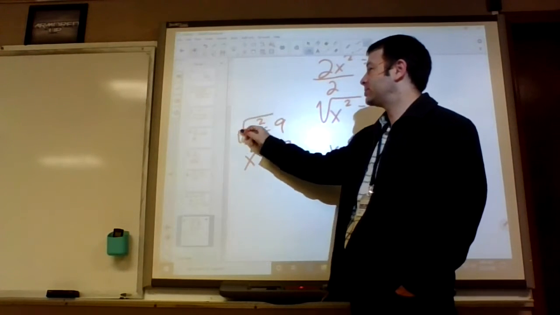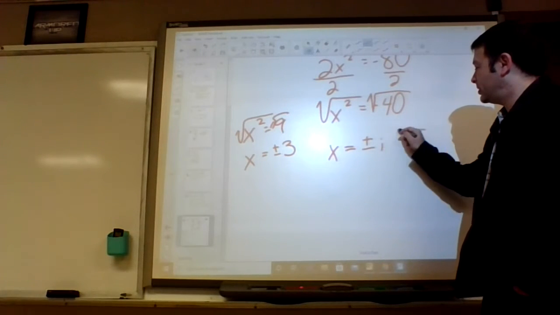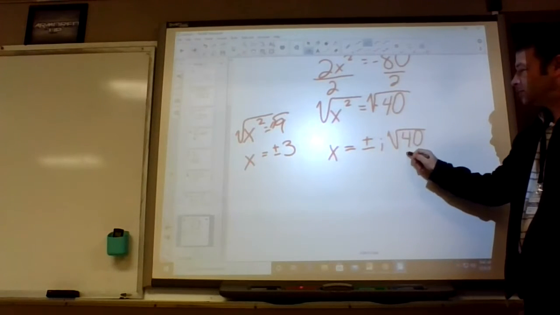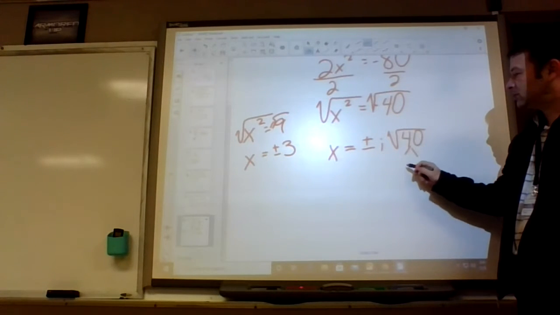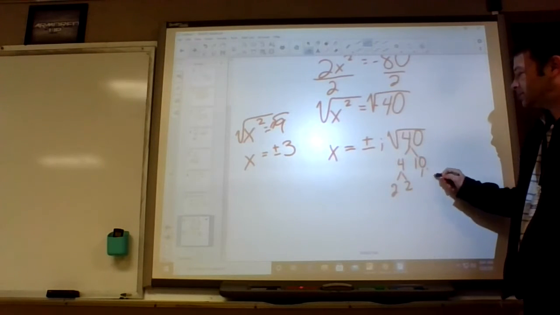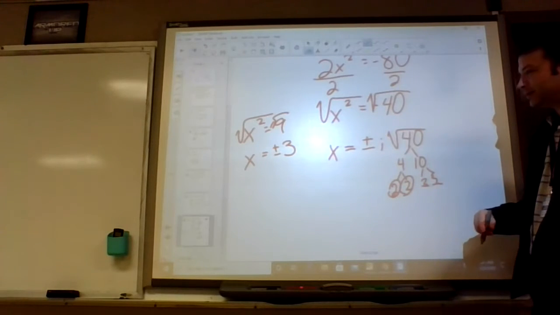We do the square root trick. Anyways, plus or minus square root of 40. The negative in the 40 comes out as an i. It's 2 square root of 10. We reduce it: 4 and 10, 2 and 2, 2 and 5. So it's 2 square root of 10.